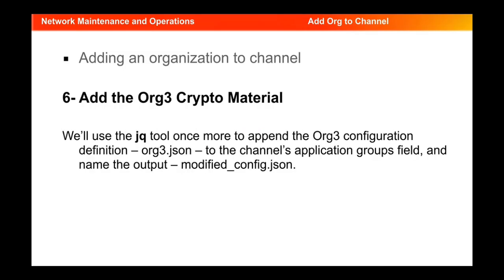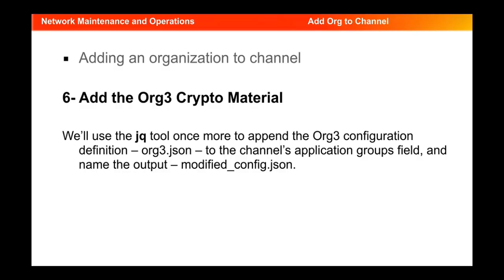Next is adding the organization 3 crypto material. So we will use this jq tool once more to append the organization 3 configuration definition, which is org3.json. I'm going to show in the lab section the command that you have to execute in order to get org3.json.